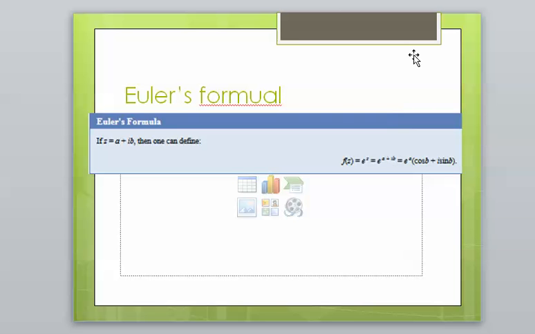I want you to make certain you understand these formulas. Just apply the formulas as they're written here, and I think you'll be in good shape.